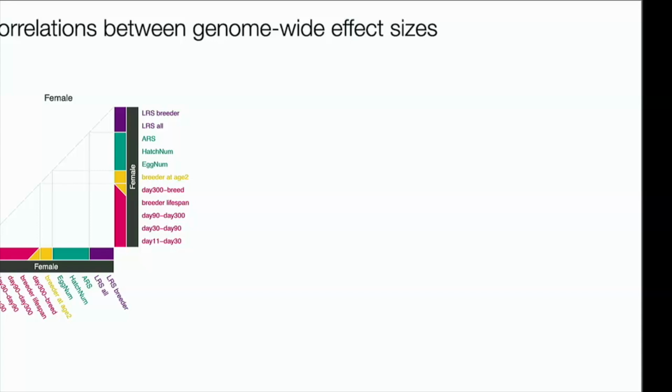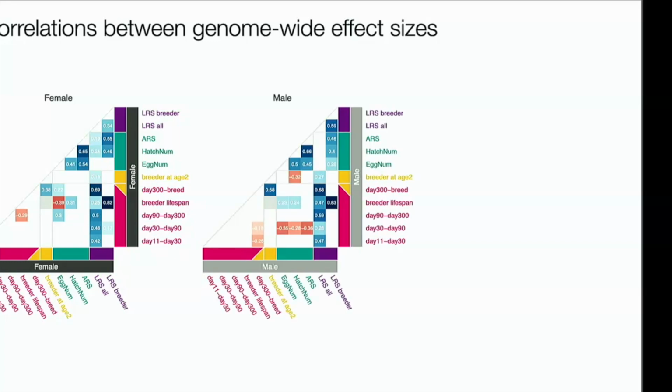Here I'll be showing you a bunch of correlation plots for our different fitness components: survival and our different survival intervals in pink, yellow is our measure of sexual selection, the teal shows our different measures of fecundity, and the purple is lifetime reproductive success, either of all individuals or just breeders. For females, for the most part, effect sizes are positively correlated with each other, although we do see some fun negative correlations genome-wide. There's a similar pattern for males.